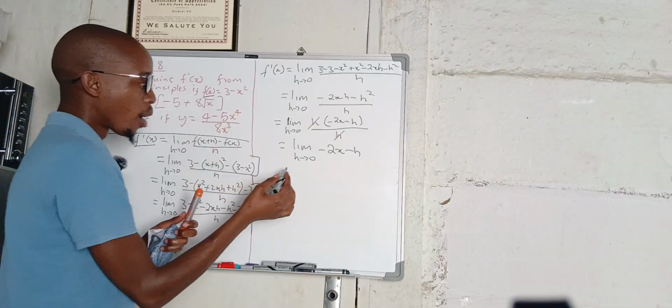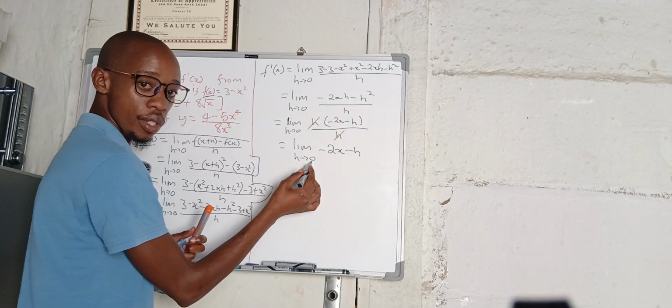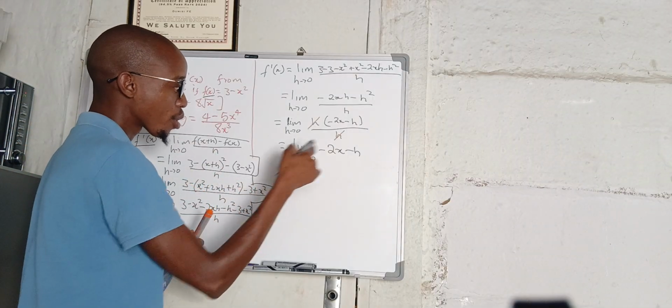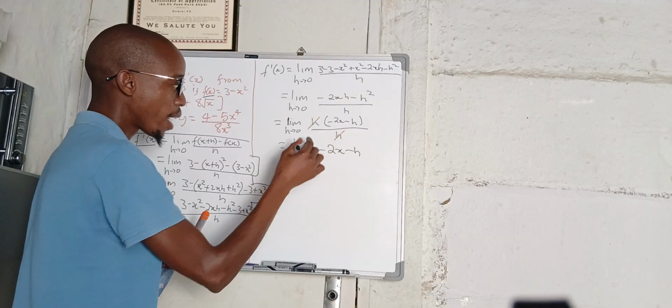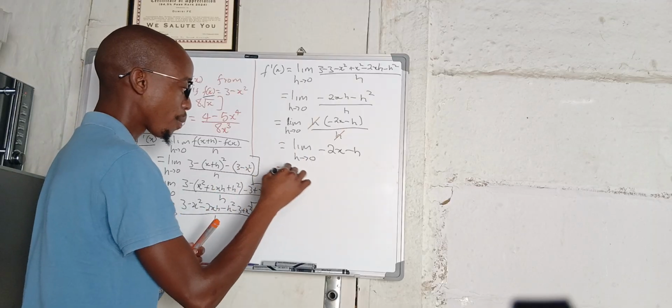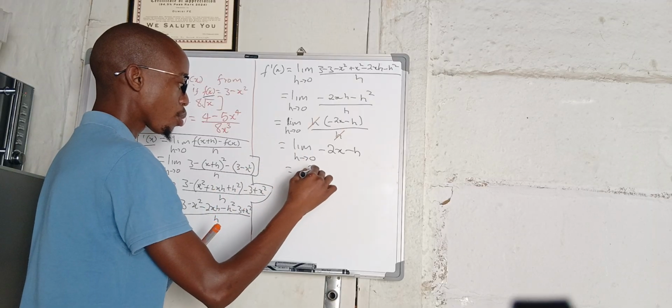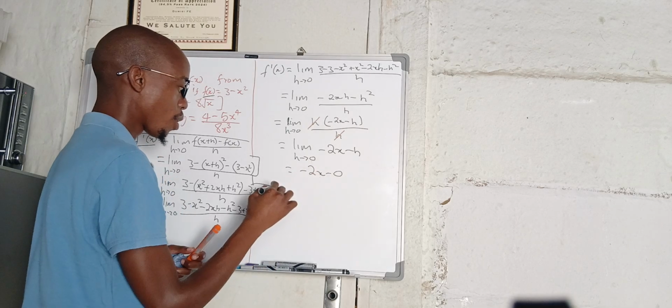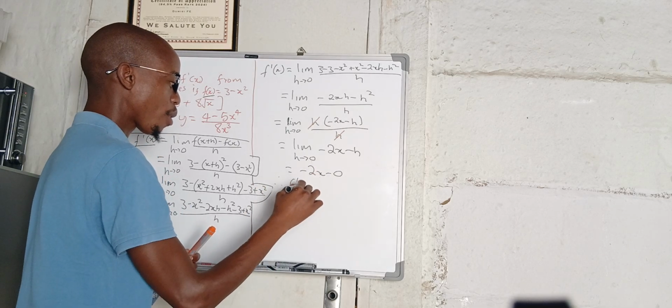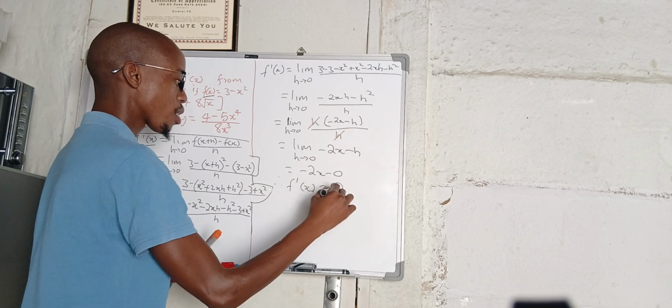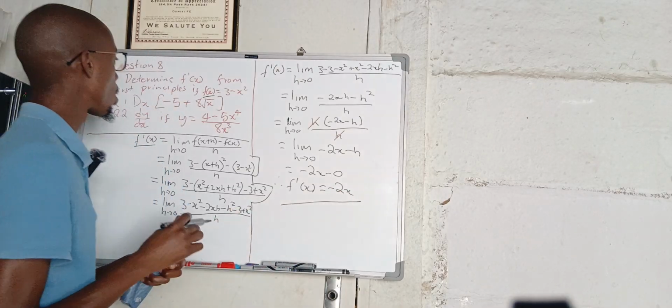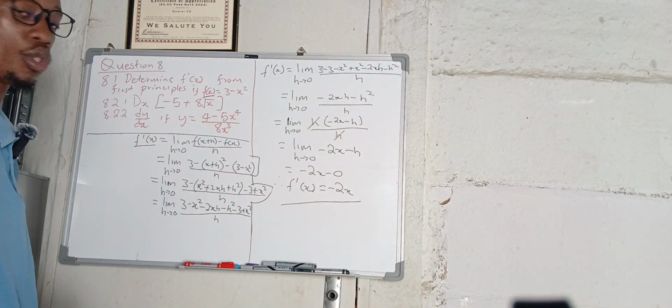Then we are given that h approaches 0, right? So therefore I'm going to substitute this 0 where there is h, and then the limit is going to disappear. I'll be having minus 2x minus 0. Therefore, my f prime of x is going to be minus 2x. So now, let's check if the answer is correct.